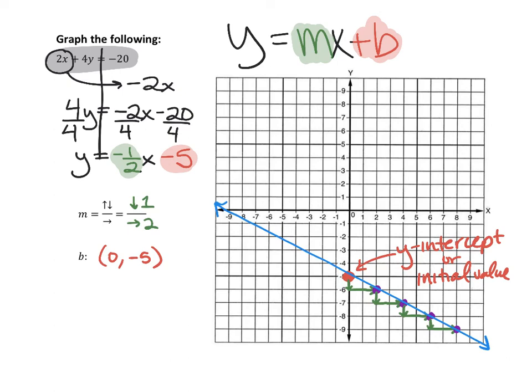The other coordinate that we're looking for is the x-intercept. So where this graph crosses the x-axis. This is also called the 0 of the function. So we have graphed it, and we have identified some key vocabulary. We have, again, our slope of down 1 over 2. We have our y-intercept or initial value of -5. And we have our 0, or our x-intercept, where the graph crosses the x-axis.